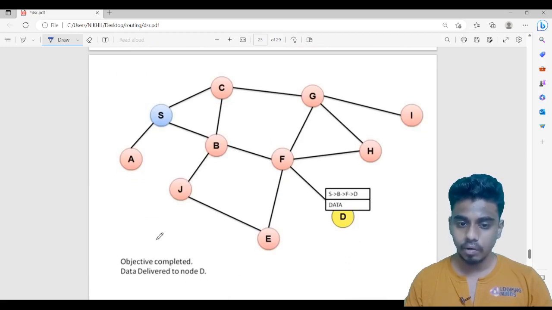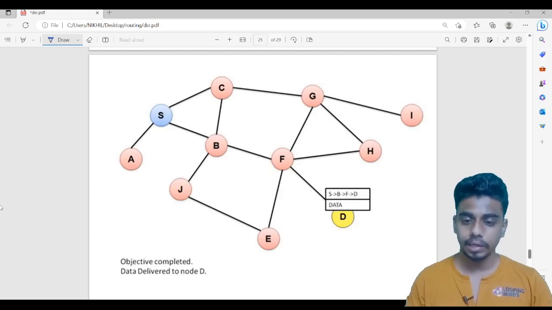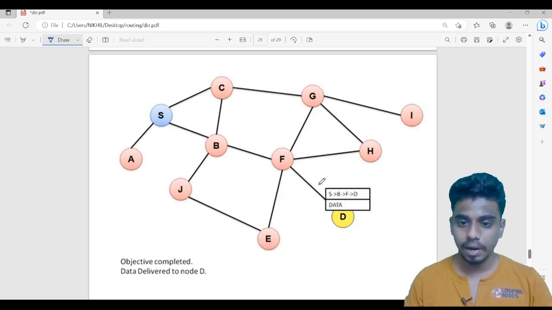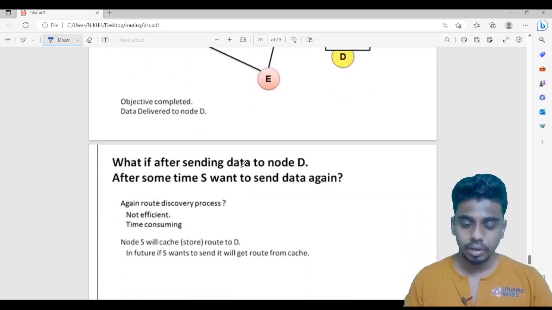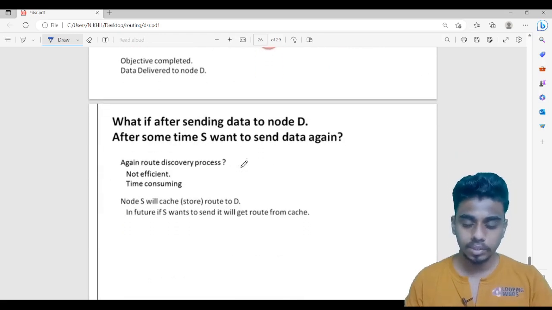Objective is completed. Our objective was to send a data packet from S to D, and this happened through reactive protocol. That means whenever it is needed, we have found a route and we have sent the packet through that route. Now let us talk about few problems in this.